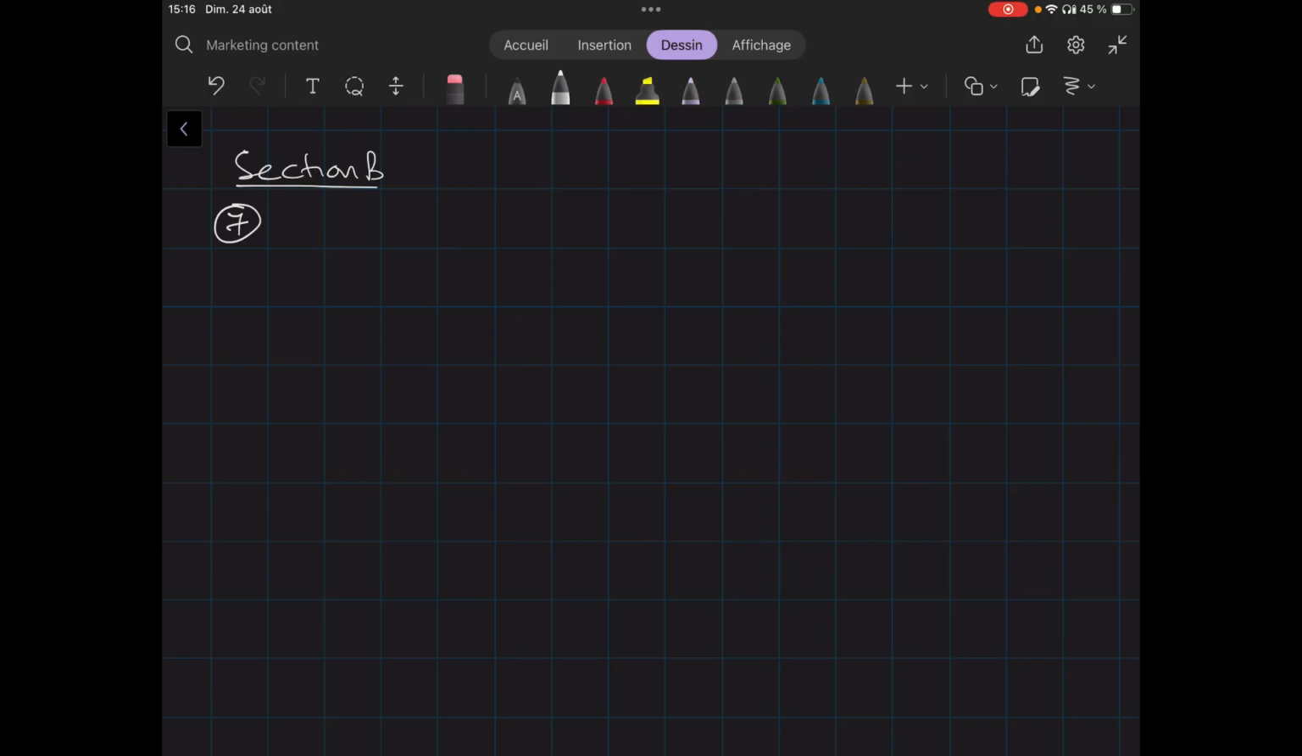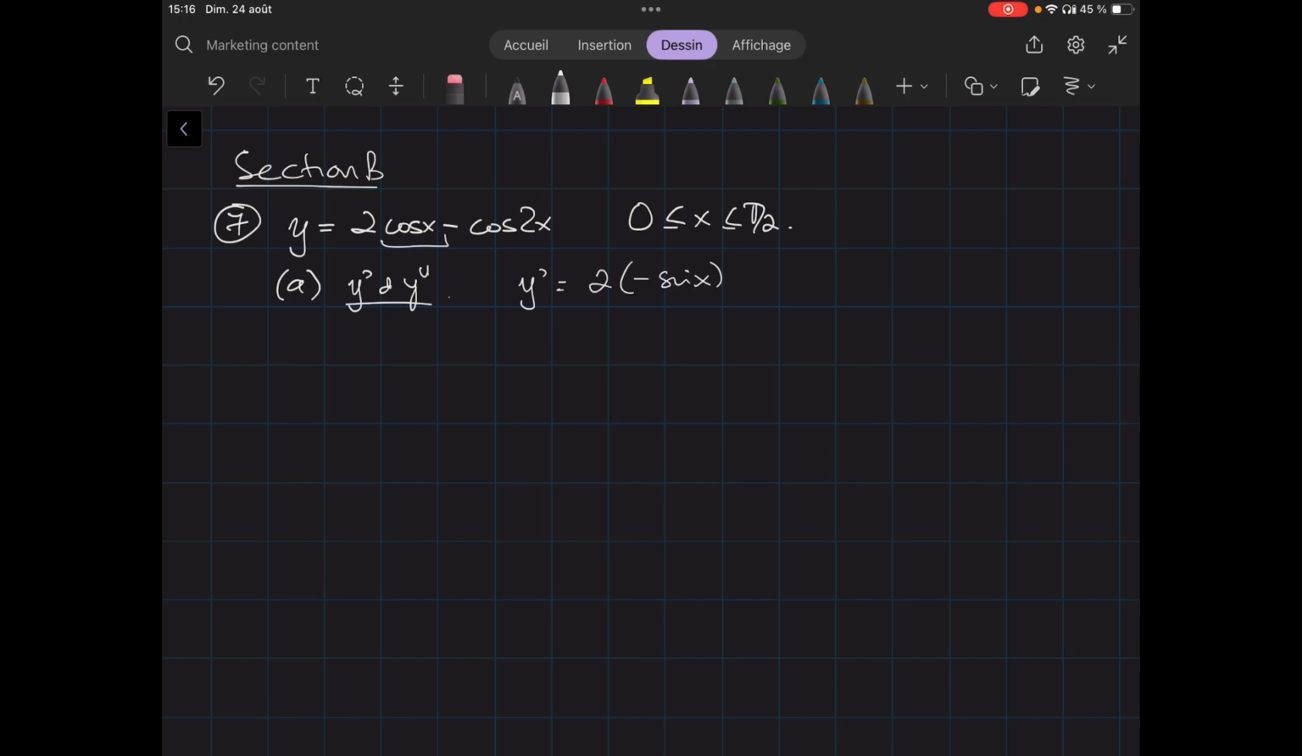This is question 7. And in part A, you're asked to find the first and the second derivative. The derivative of cos of x is negative sine of x. The derivative of cos of 2x is negative sine of 2x times the derivative of 2x, because we have to use the chain rule here. So you will get minus 2 sine of x plus 2 sine of 2x.